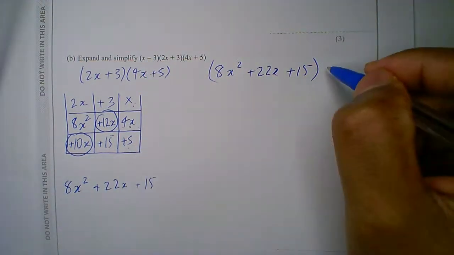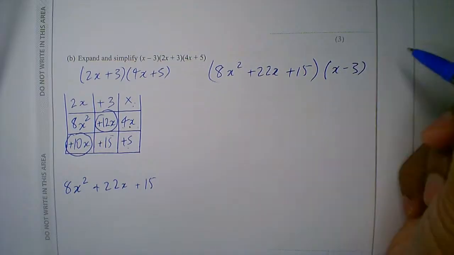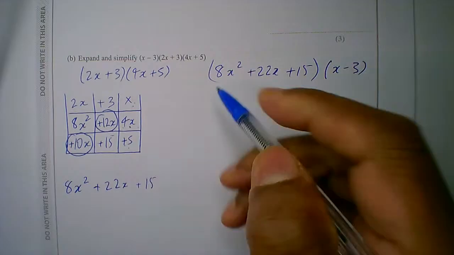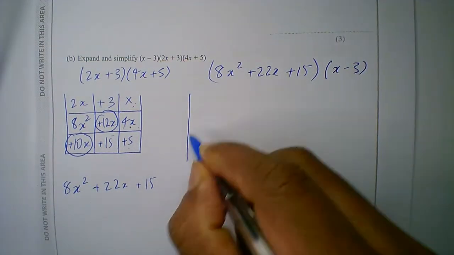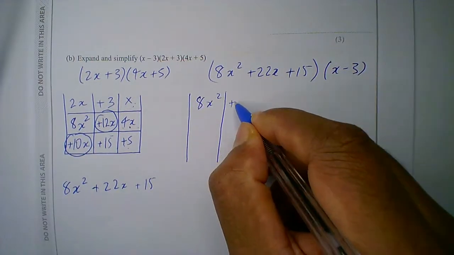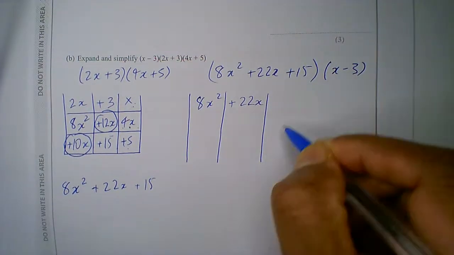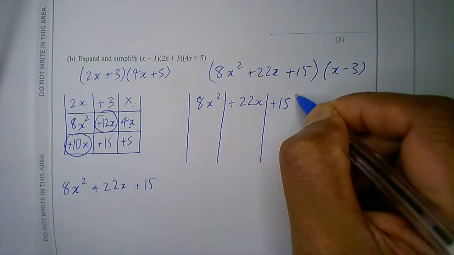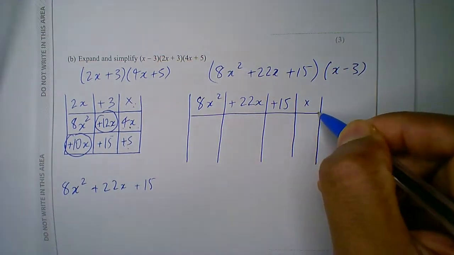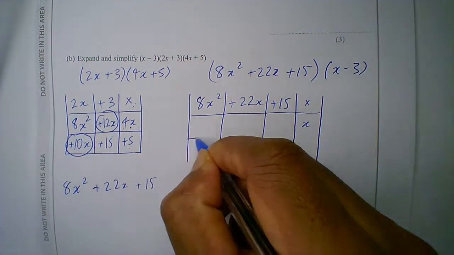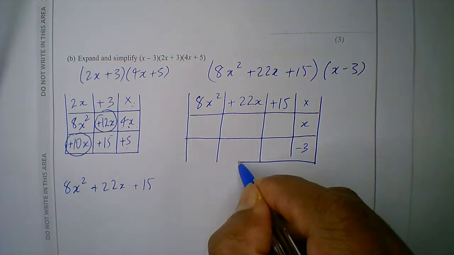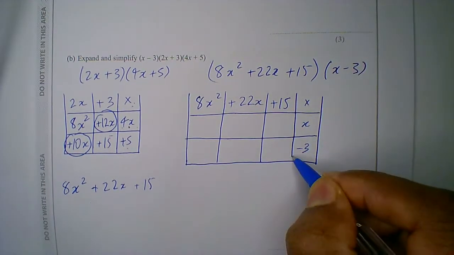is x take away 3. Okay, and don't worry, if you've done differently to my first two brackets, that's okay. Your final answer will be the same. So I'm now going to draw my grid. 8x squared plus 22x plus 15 multiplied by x take away 3. So that's my grid, and now I just fill it in.